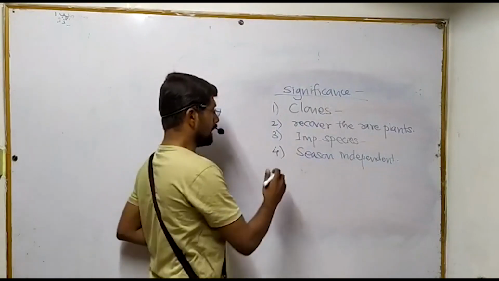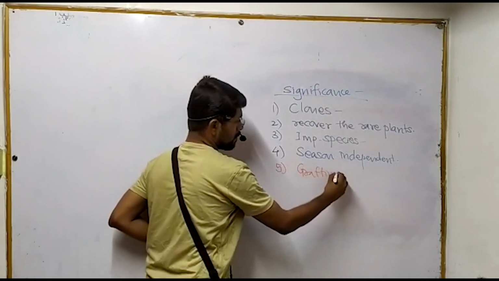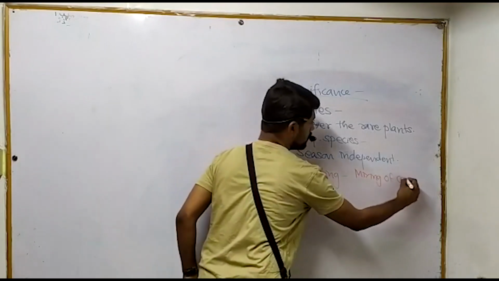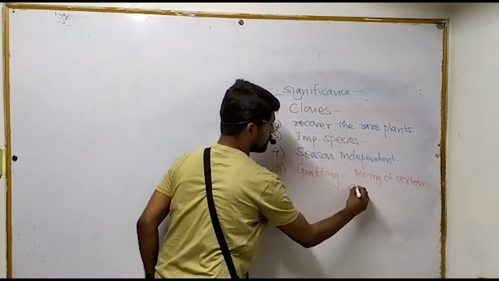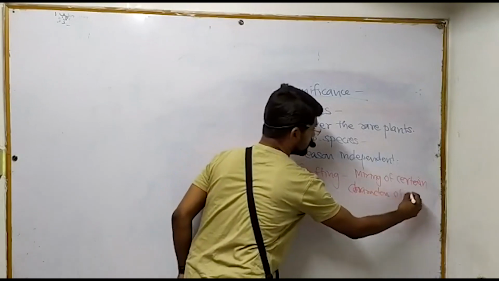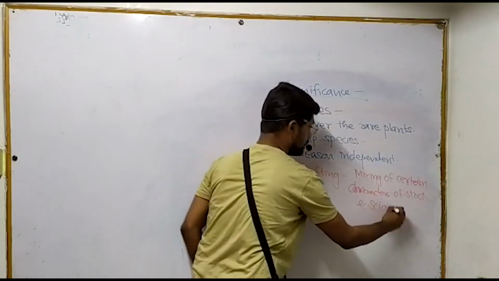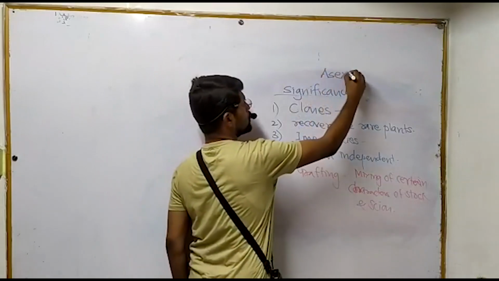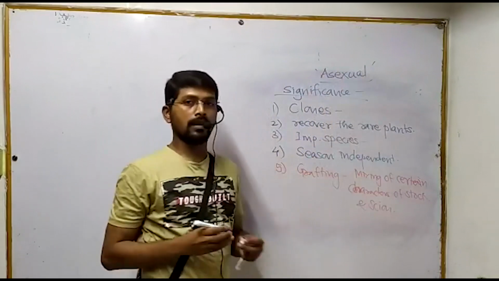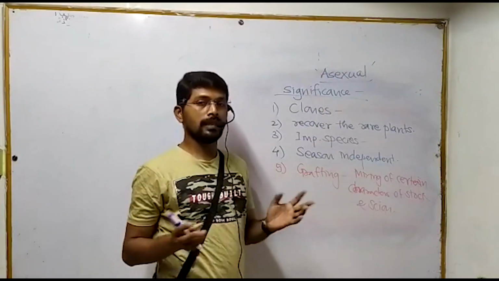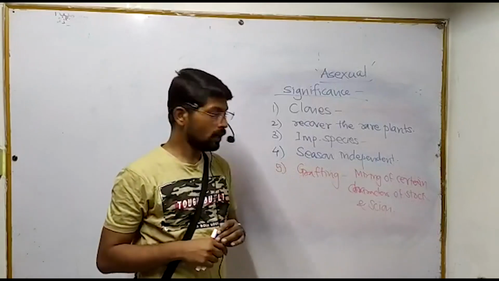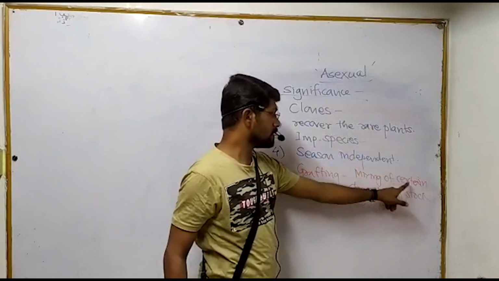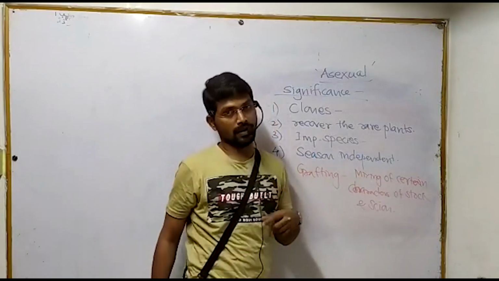Next and very important significance is mostly related to grafting. Grafting is related to mixing of certain characters of stock and scion. Now focus on this point, because we are discussing vegetative propagation, which is the asexual mode of reproduction. And as we have discussed, in asexual reproduction there is no mixing of gametes, there is no variation, so you cannot see variants or hybrids in this process. Then how can we state that mixing of certain characters of stock and scion is possible in the case of grafting? It is quite contradictory.